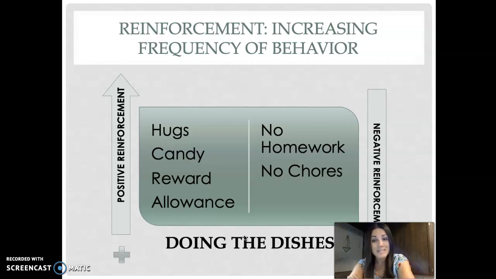It doesn't mean that it's not a good thing. It just means you can take something away and still increase the likelihood that the behavior will still happen. So we still want the child to do dishes, but you can take away homework and take away more chores if they do the dishes.